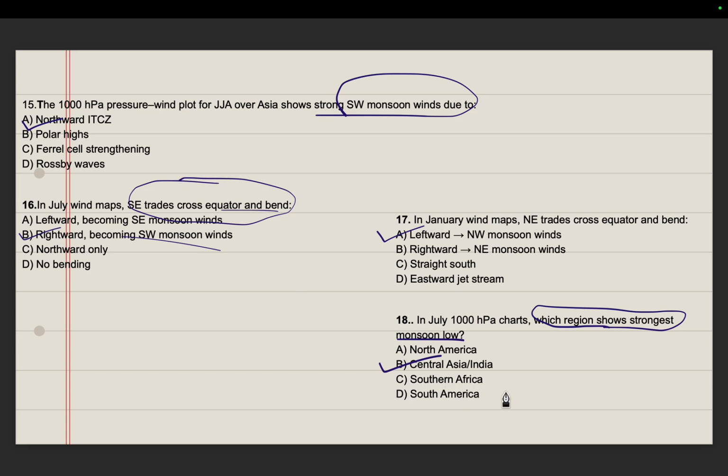From that sense, this strongest monsoon low is linked with the coming monsoon. So in July, the coming monsoon will be in Central Asia or India. So question 18, option B is correct.